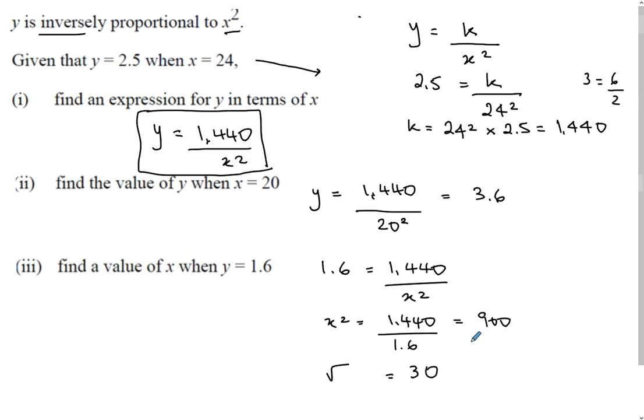Okay, yeah. They've said find a value, but remember, when you get x squared equals 900, you could get plus or minus 30. So if they do say find values of x, then make sure you include the plus or the minus. Yeah, all right. Good. Okay, let's get on to the next question.